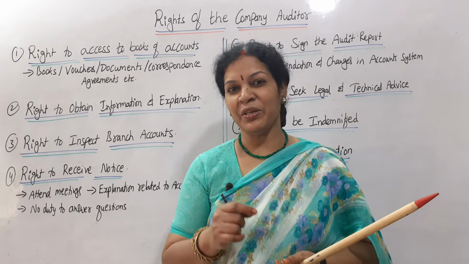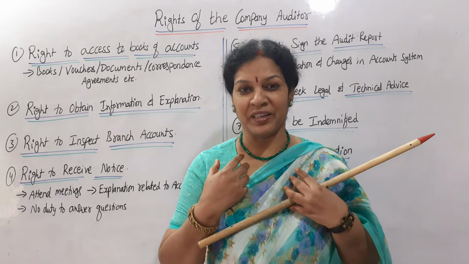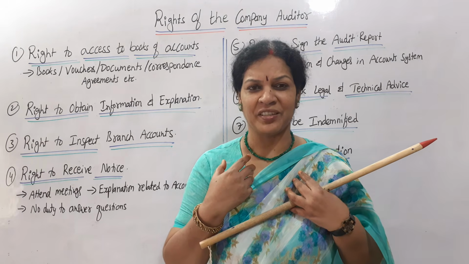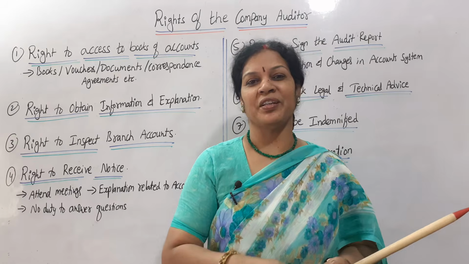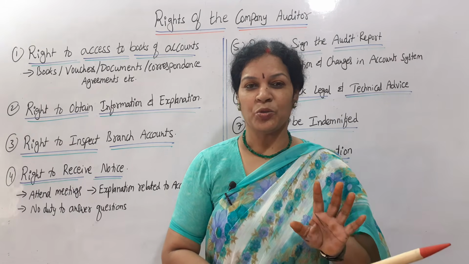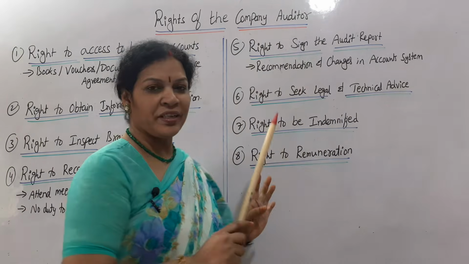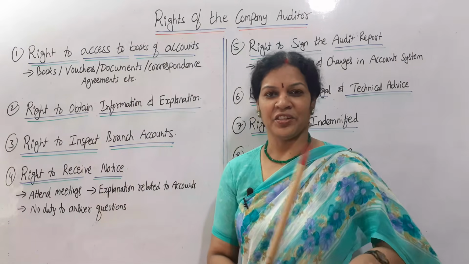If he has good knowledge about what my rights are, if I am an auditor, then I can perform well. That is why every auditor must know what his rights are. Okay, so a total of 8 types of rights are there. We will discuss each and every point.